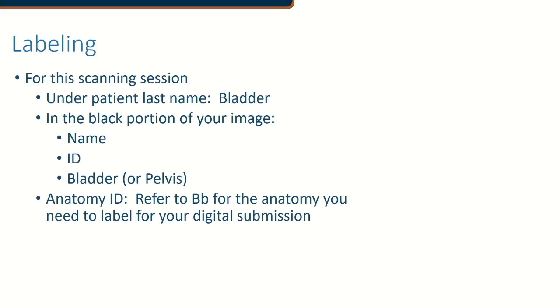Now, as for your labeling, underneath the patient's last name, you'll be putting bladder. And in the black portion of your image, be sure to put your name and ID, and bladder or pelvis, either one is fine. And for your anatomy, just refer to your blackboard for what you're expected to label. And you can do this in your software so as not to eat into any of your scanning time.